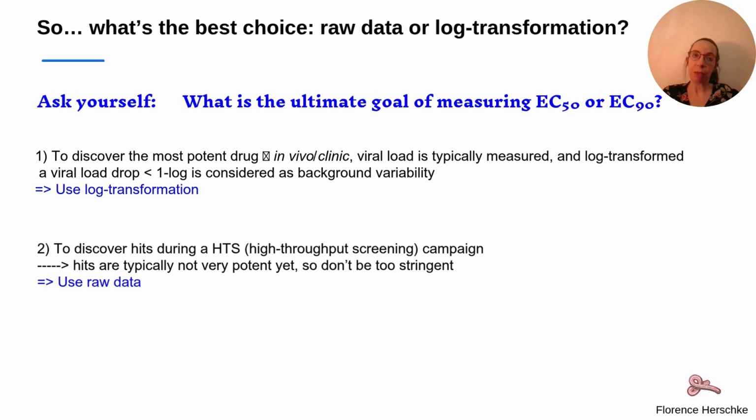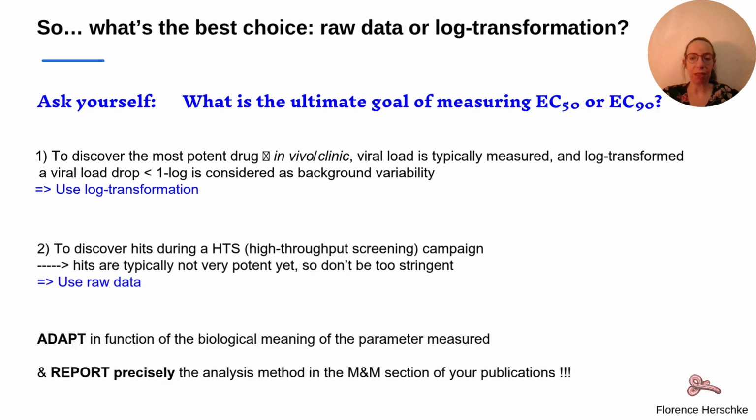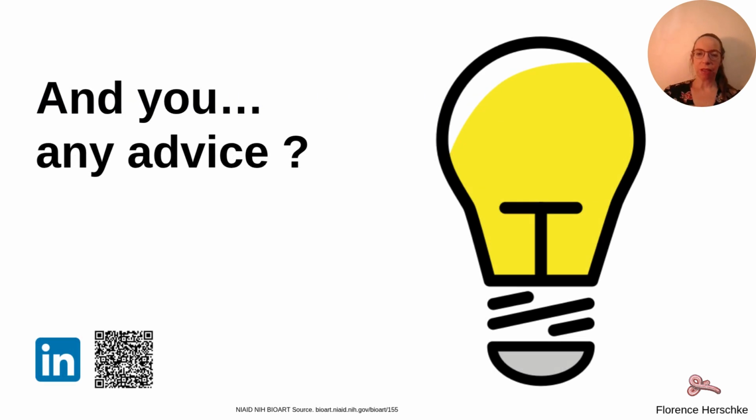Finally, please adapt in function of the biological meaning of the parameter that you measure. And very important, please do report precisely the analysis methods you used in the material and method section of your publications. So please report whether you are using raw data or log transform data. One final point. Here I've mainly talked about absolute EC50s and EC90s, but the considerations are certainly true for relative EC50s and EC90s.